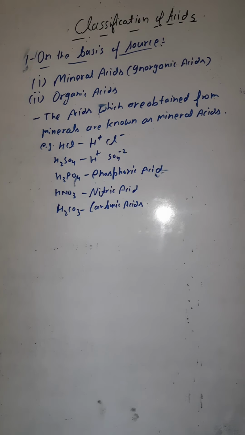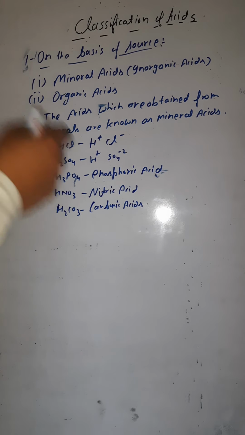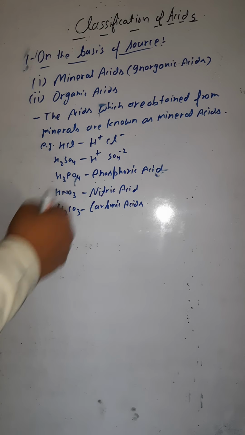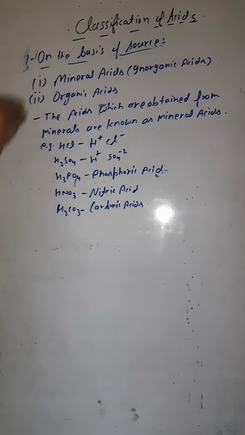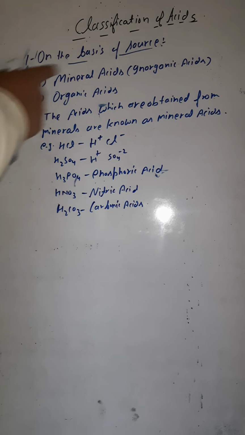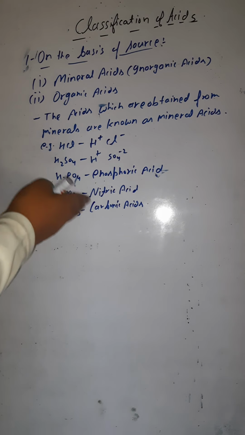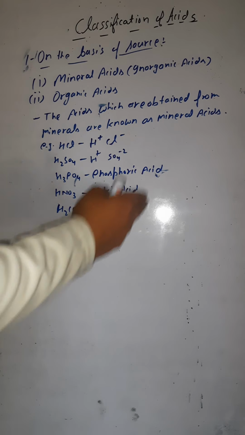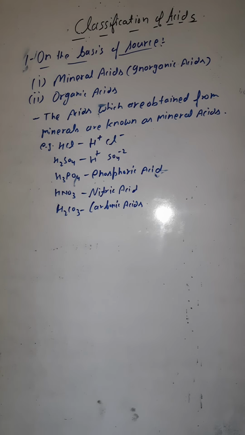So the acids are those substances which give hydrogen ion in the solution. All these substances give hydrogen ion in the solution, that is why these all are acids. But these acids are obtained from inorganic sources or from minerals, hence they are termed mineral acids or inorganic acids. Very good.